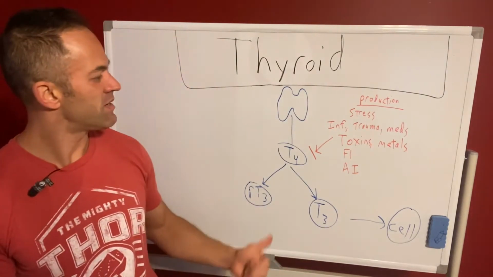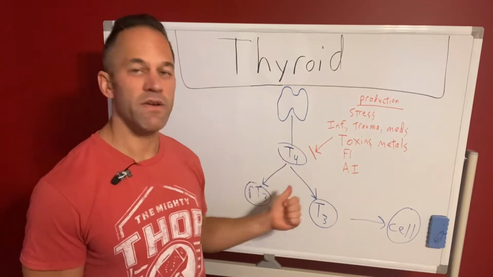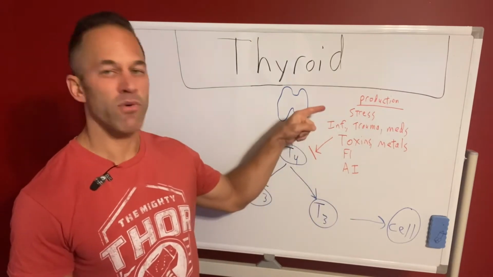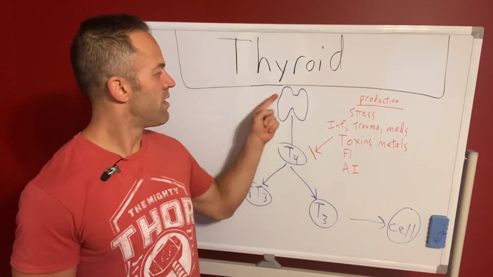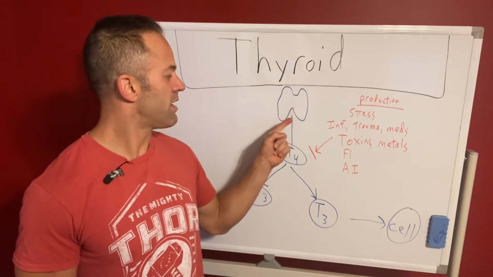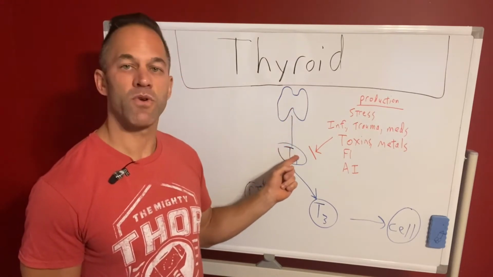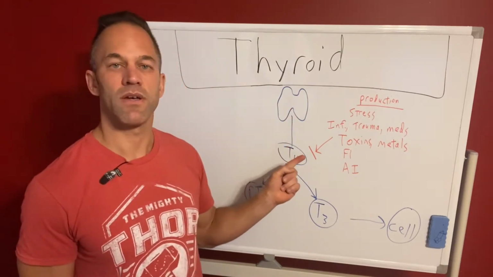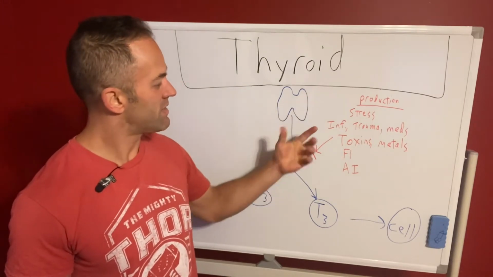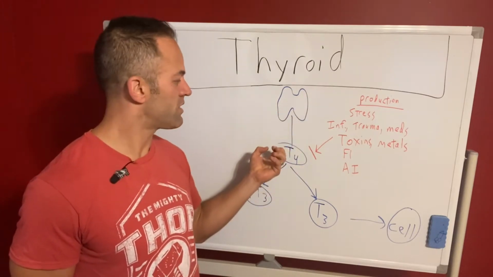So what are some things that affect this? We're going to do different stages in different videos, but today we're going to talk about production. Obviously everything is produced here in the thyroid, and T4 is the first product that is made, right? That's the first hormone. So what are some things that can affect this initial step? This is step one.